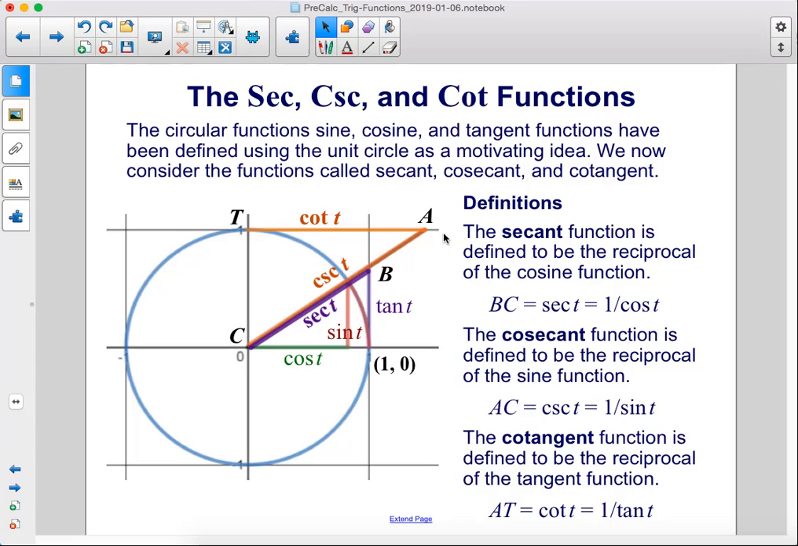The cotangent function is defined to be the reciprocal of the tangent function. So AT up here is the reciprocal of tangent. Cotangent t equals 1 over tan t.